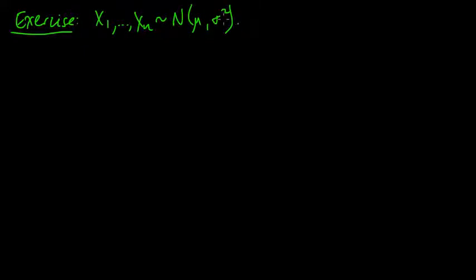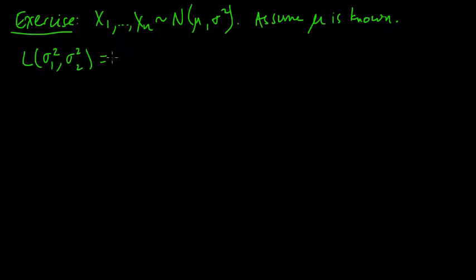We're going to consider estimating sigma squared, and we'll assume mu is known. Let's take the loss function to be the square loss. So L of, in this case theta is sigma squared, L of sigma squared 1, sigma squared 2 is just the square of the difference. Just the square loss.